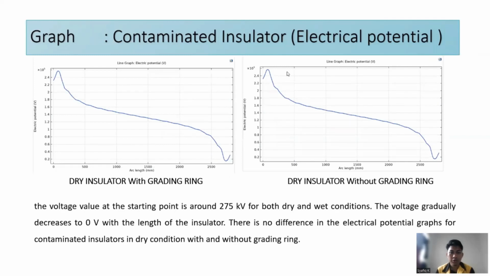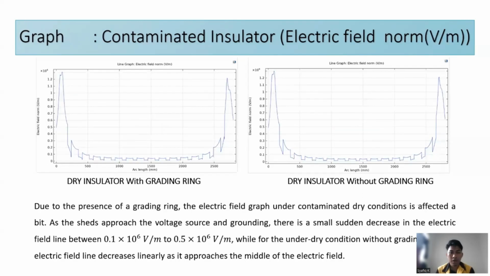And now for the contaminated insulator, the electrical potential with grading rings and without grading rings in dry conditions. The result is still the same, there's no difference in the electrical potential graph for contaminated insulators in dry condition with and without grading rings. And for the electric field lines, these are the results. As you can see, due to the presence of the grading rings, the electric field graph under contaminated dry condition is affected a bit as the shade approaches the voltage source and the grounding.